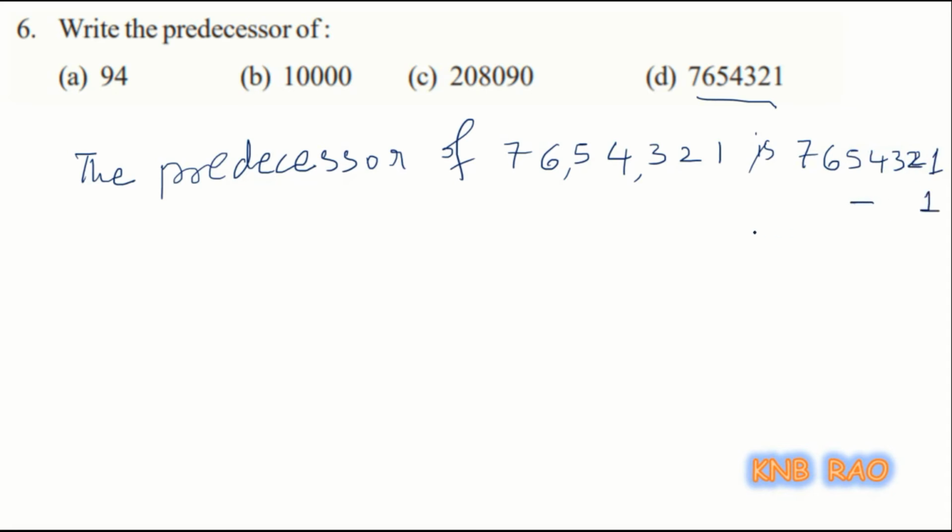subtract 1. If you subtract 1 from that, you will be left with 1 minus 1 is 0, and the rest of the digits come as they are. So the predecessor of 76,54,321 is 76,54,320. So we can find like this for the rest of the 3 numbers also. Do it on your own. Now coming to the 7th question.